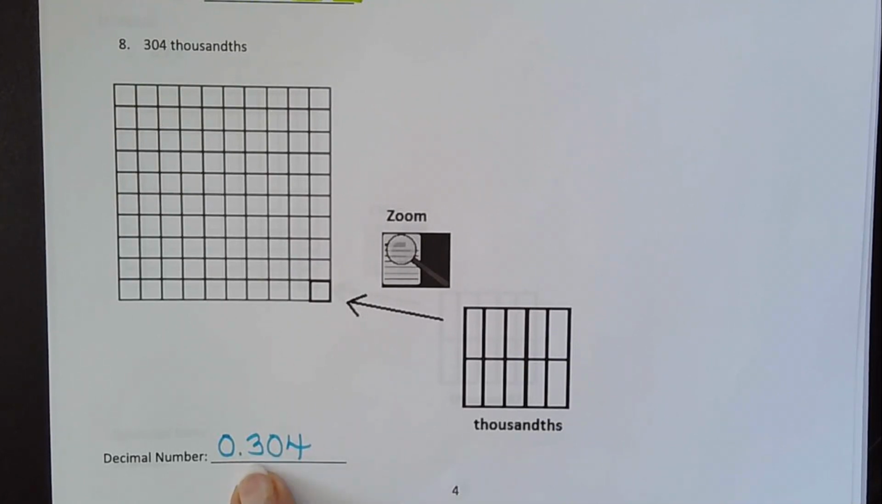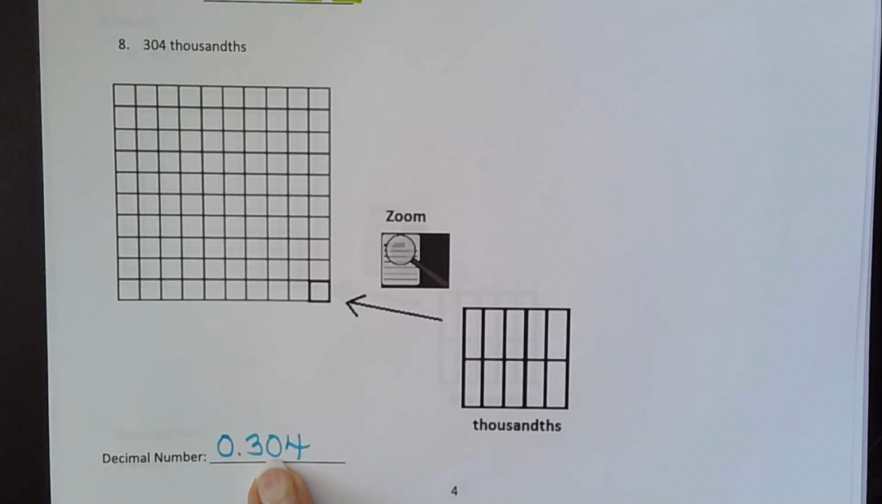So 3 is in the tenths place, which are strips. 0 is in the hundredths place, which are boxes. 4 is in the thousandths place. So 3 strips first.